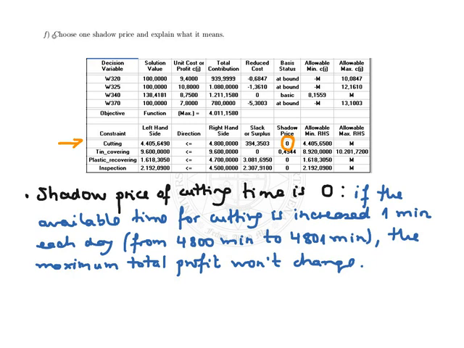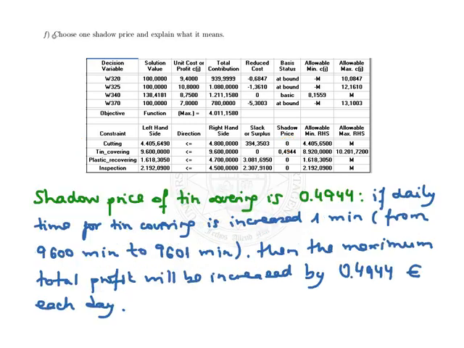If I consider now the shadow price of the tin covering constraint, we have that if daily time for tin covering is increased by 1 minute each day, that is from 1,600 minutes to 1,601 minutes, then the maximum total profit will be increased by 0.4944 euros.